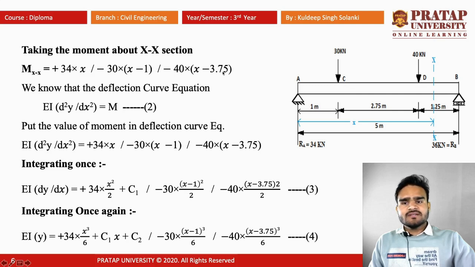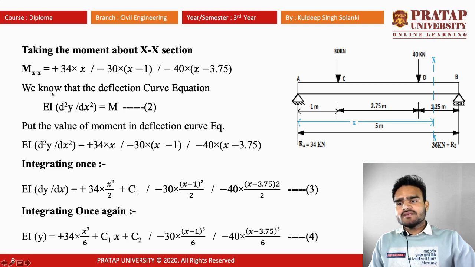Now the third moment is the 40 kilonewton force. This is also an anti-clockwise moment, so it will be negative. For the 40 kilonewton, the distance from D to the x section: the total distance is x, and we know the distance of A to D is 3.75, so x minus 3.75 is the distance between D and the x section.